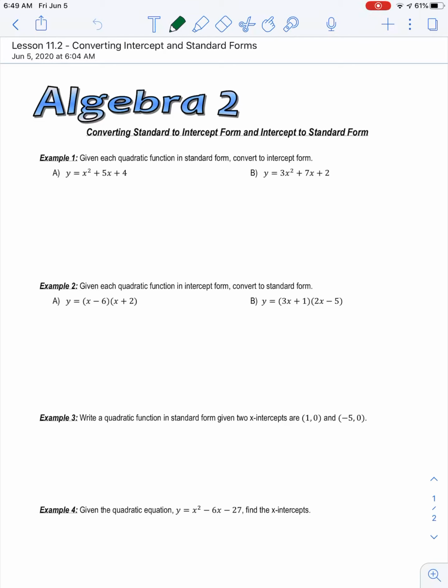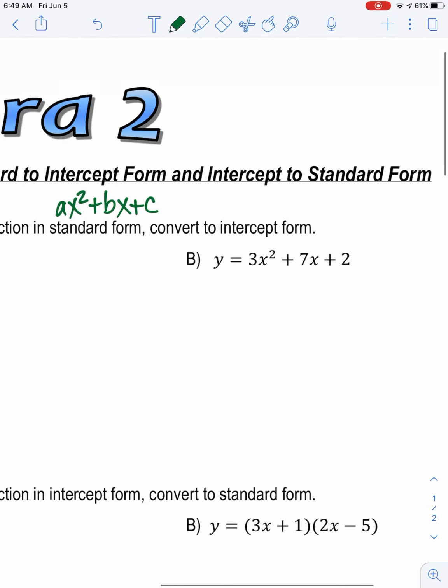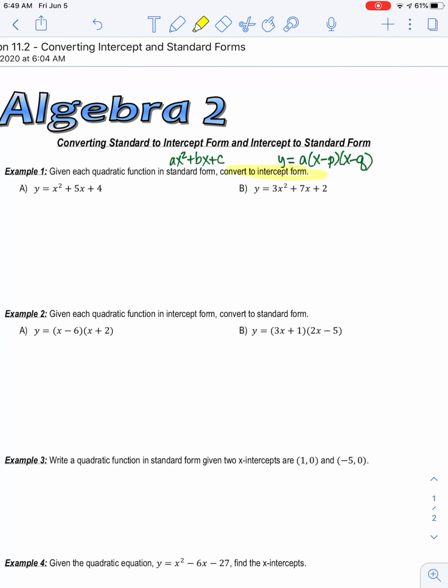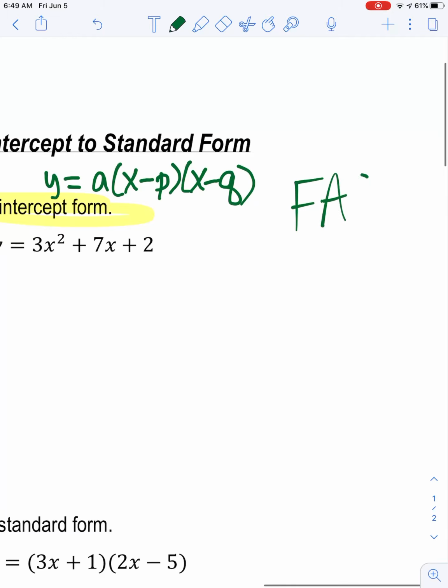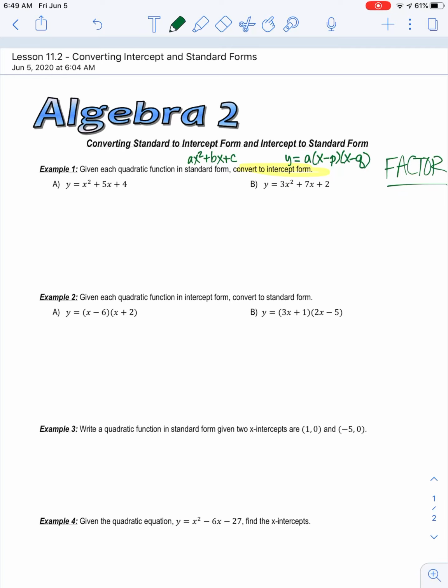In this lesson, we are converting standard form to intercept form, and then we'll work backwards from that, converting intercept form to standard form. So example 1 is giving quadratic functions in standard form, and we want to convert to intercept form. Recall standard form is where you have y equals ax squared plus bx plus c. And intercept form is where we have y equals a times x minus p times x minus q. So when we're asked to convert to intercept form, we're basically being asked here to factor. We want to convert to intercept form, which is kind of like our factored form.